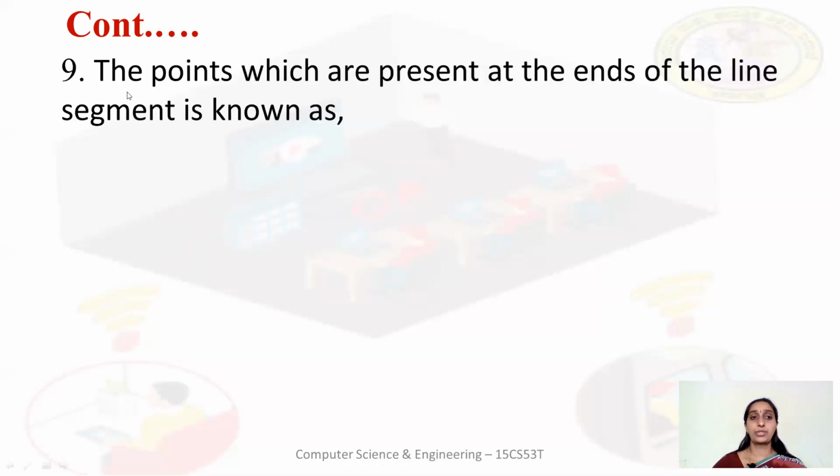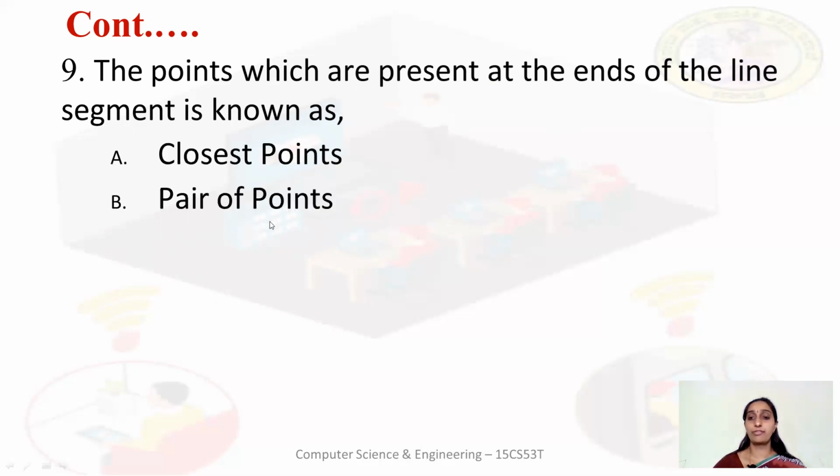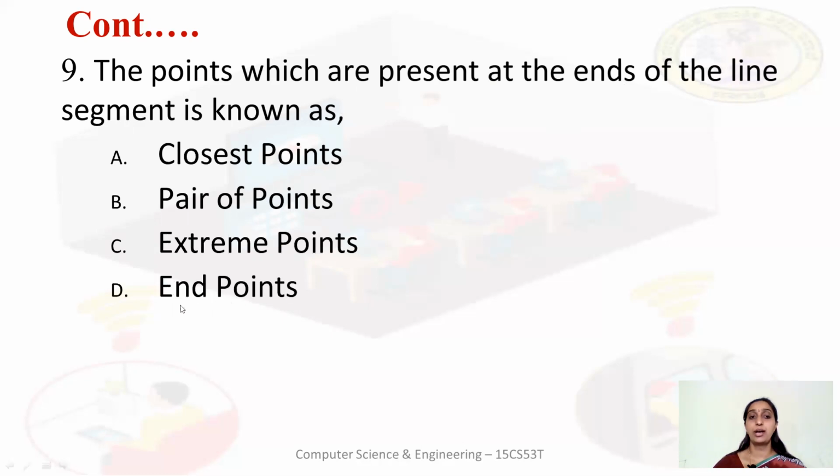So the next question is, the points which are present at the end of the line segment is known as. Okay, so you have a convex polygon. Its line segment endpoints are called as closest points, pair of points, extreme points, or endpoints. Yes, it is extreme points.